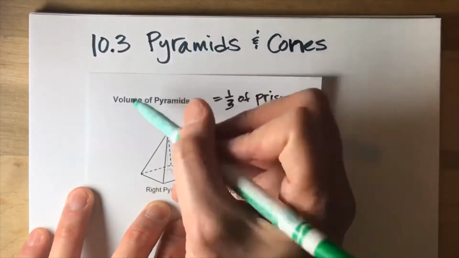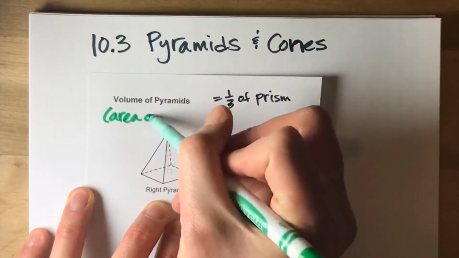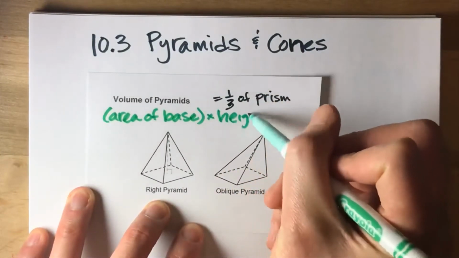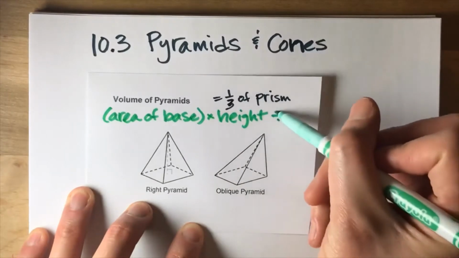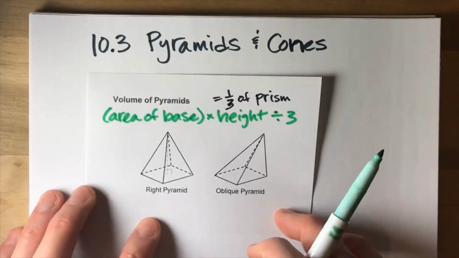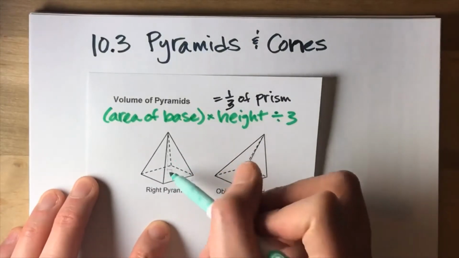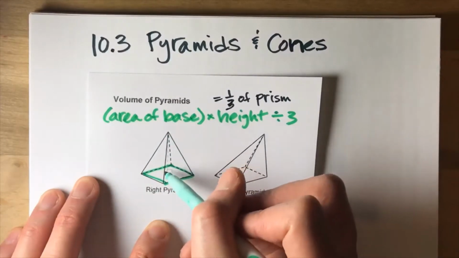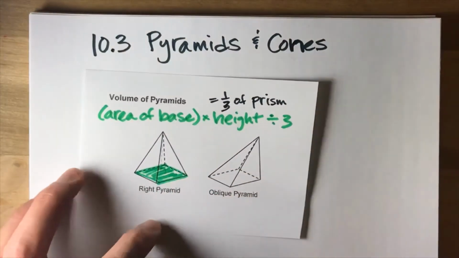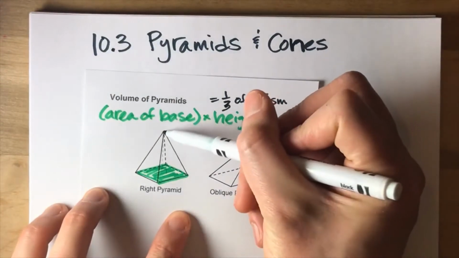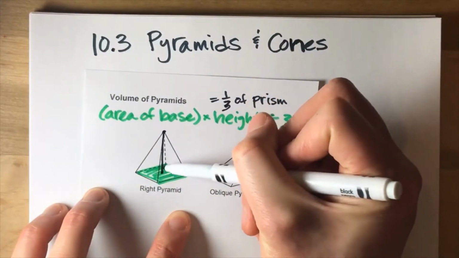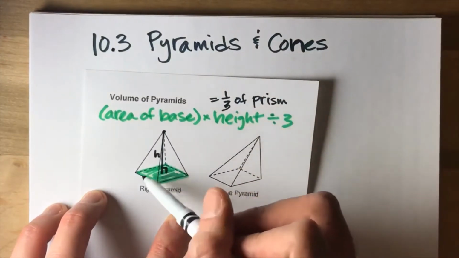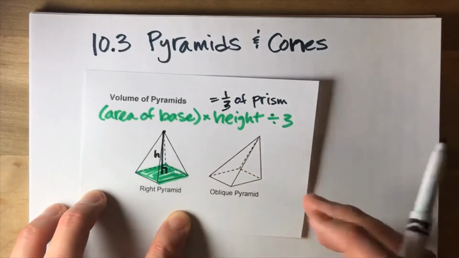So the volume of a pyramid formula is the area of the base times the height and then divide it by 3. All right? So for example, in this pyramid here, we know this is the base because it's the face across from the vertex. And then the height of this goes from the top, the vertex, straight down perpendicular to the base. Here I'm going to label that an H. So the area of the base times the height and then divide it by 3.